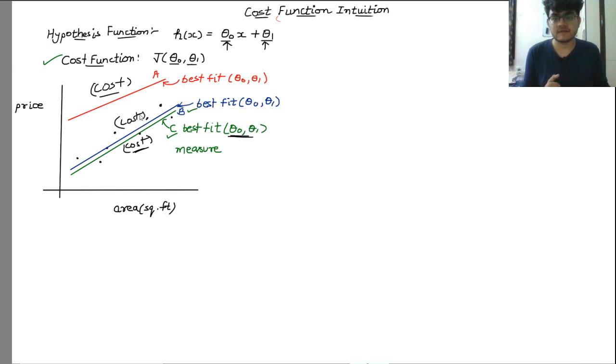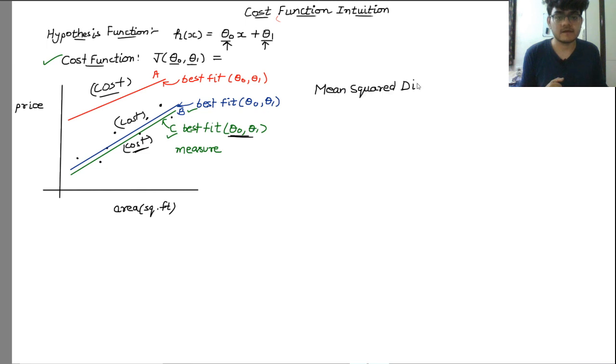So the first question is how to find that cost. What is the cost function? Now the cost function has a mathematical formula. In short, the mathematical formula is known as the mean squared distance.